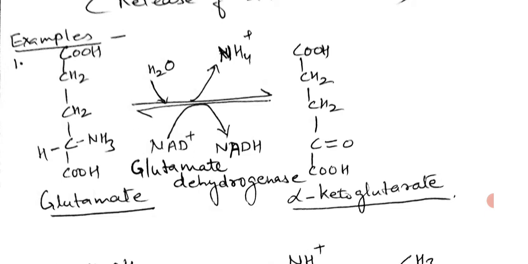One example is the formation of alpha ketoglutarate from the amino acid glutamate. This reaction is catalyzed by the enzyme glutamate dehydrogenase, that is, there is removal of hydrogen. This is carried by NADH, which is a hydrogen carrier, and there is removal of ammonium ion. So from glutamate, there is a formation of a keto acid, and this is alpha ketoglutarate.